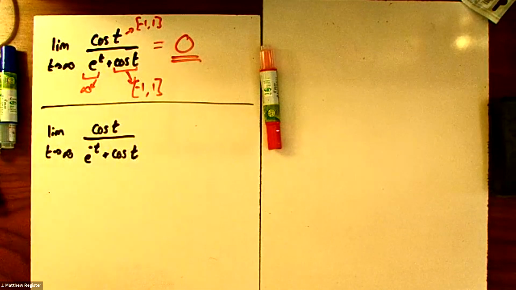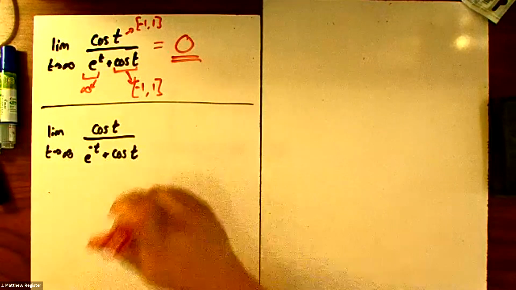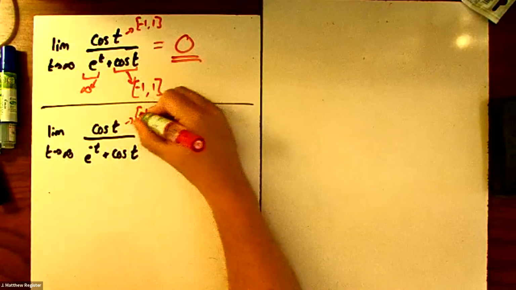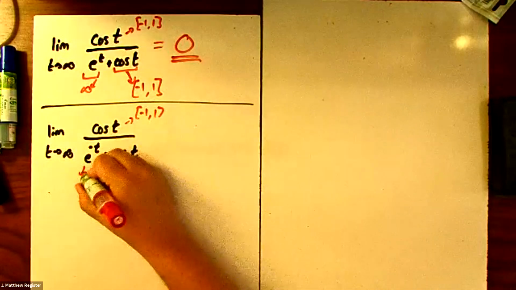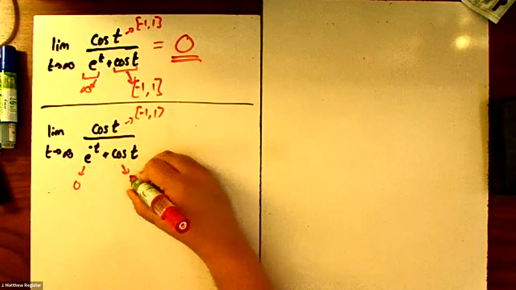And so with this one, it looks kind of similar. We can do the same type of analysis. This is going to be going to something close to -1 to 1. This one is now going to be going to 0. And this one's going to be going to -1 to 1.